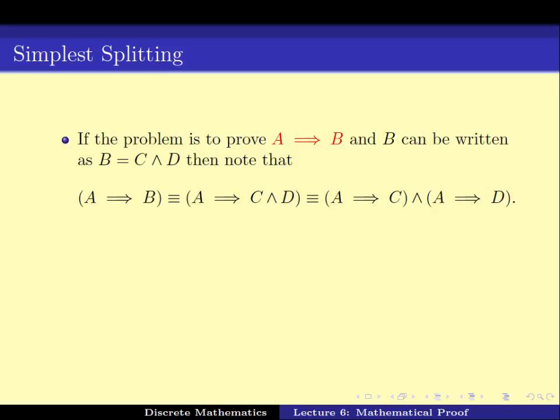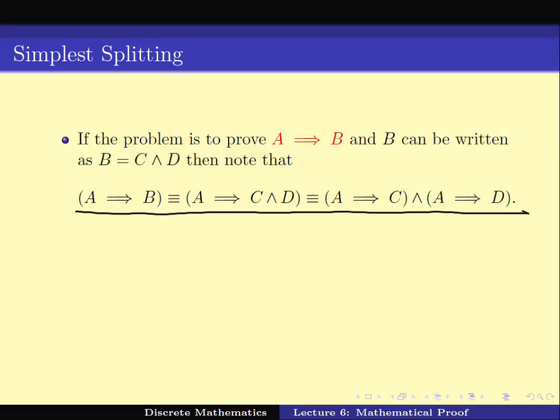Now the simplest way of splitting a problem is when you have A implies B and the B can be written as C and D. The propositional logic statement that guides us here says that if B can be split up into C and D, then A implies B, which is the same as A implies C and D, is the same as A implies C and A implies D. So in other words, if I give you the problem A implies B, and you can split up B as C and D, then it is good enough to first show me that A implies C and then show me A implies D. Here is an example where we split the big problem into two smaller problems, namely A implies C and A implies D.